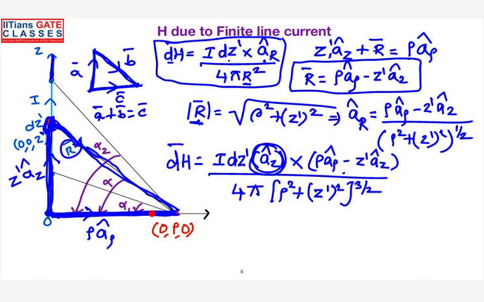Nothing else is there. Now, when you see the magnitude part, what will you get when you take the cross product? a_z cross a_rho will be. Agree?